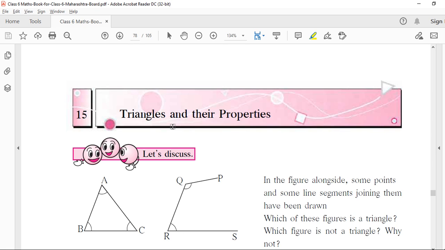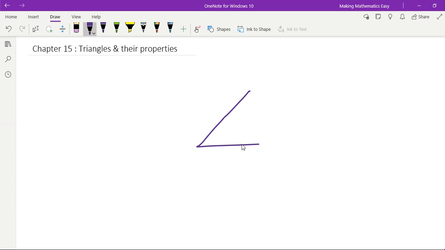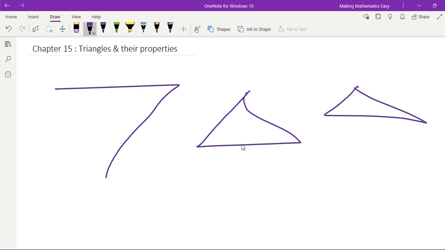So today we are going to start with the next chapter for class 6th students, which is chapter number 15, triangles and their properties. Okay, so let us first understand what a triangle is. A triangle is basically a figure that looks something like this. This is a triangle. This is a triangle. This is also a triangle.